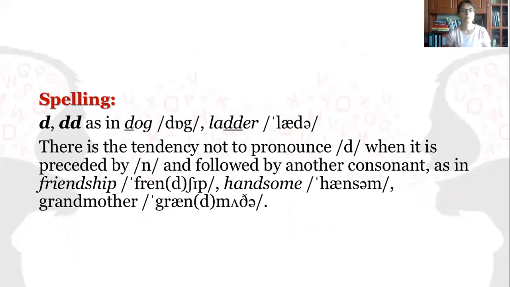Okay, what about its spelling? It is spelled with the help of d or double d, as in dog, ladder. So there is the tendency not to pronounce d when it is preceded by n, and followed by another consonant, as in friendship, handsome, grandmother.